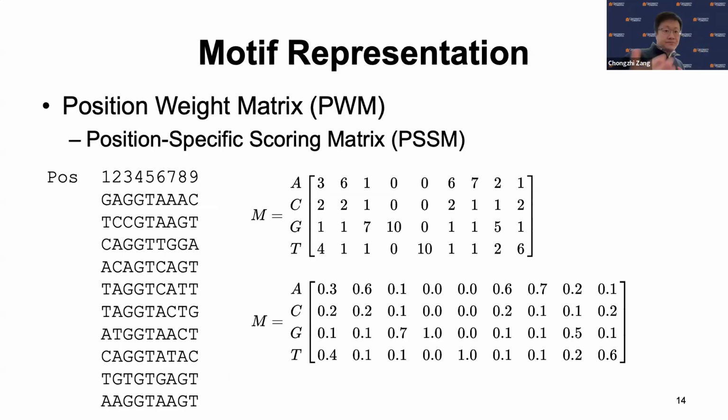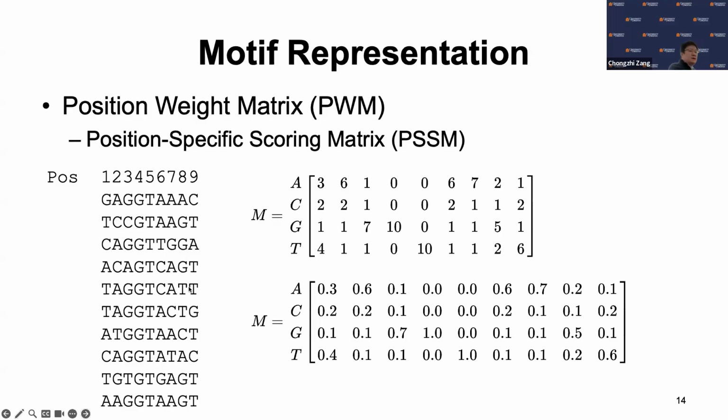In other words, people introduced the concept of position weight matrix, or in early years we also called this position specific scoring matrix, PWM or PSSM. So the way of representing a motif using this more quantitative way, using the PWM, is like this. If we want to represent a motif that is, for example, 9 nucleotides long, here is an example. These are all the possible sequences that the transcription factor can interact with.